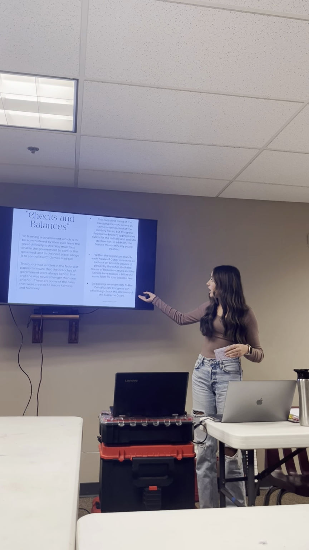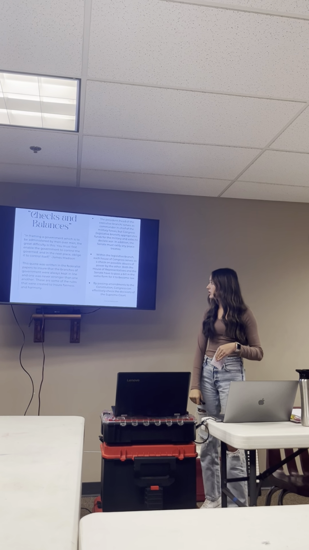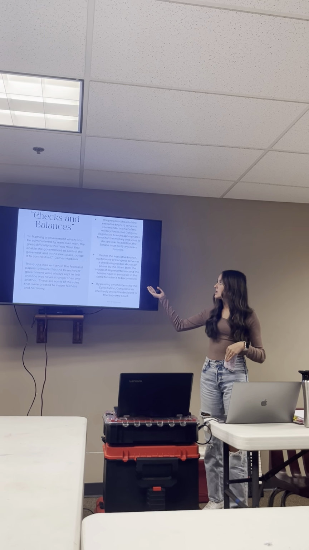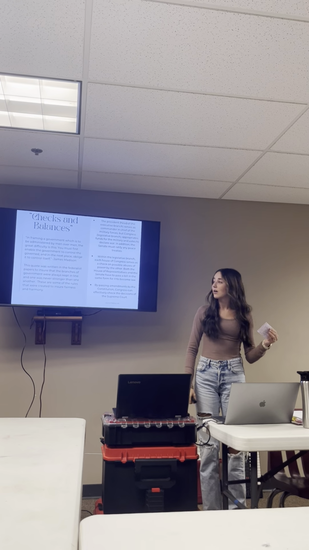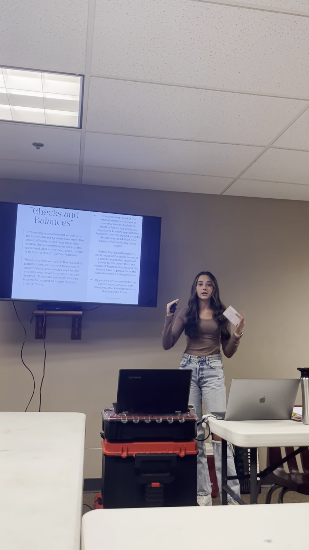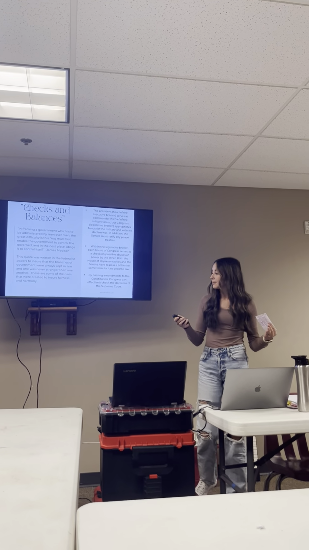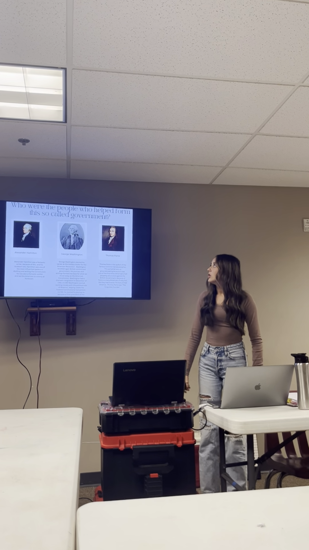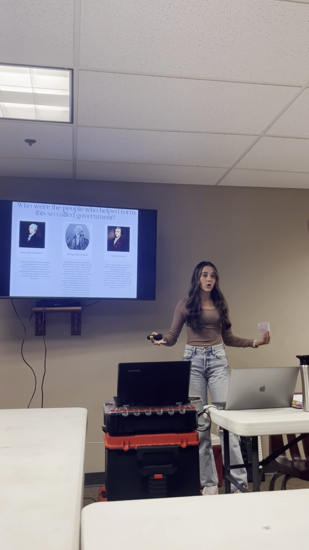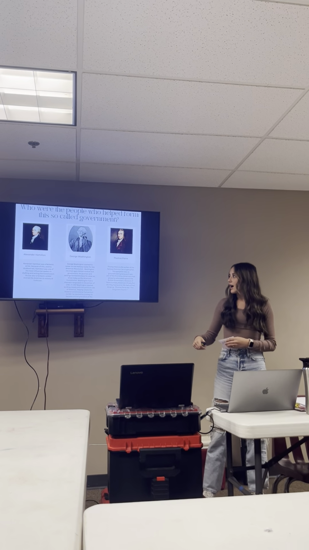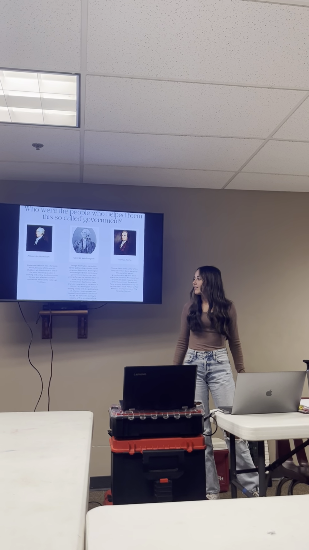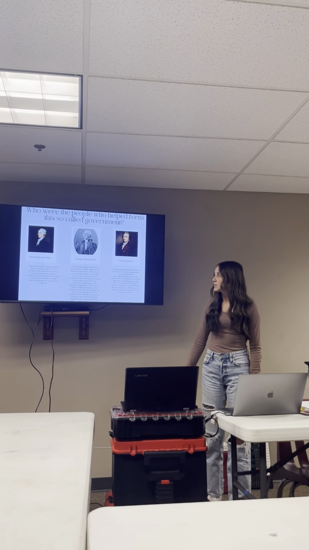Here are a couple of the rules that were created to ensure fairness and harmony, but one of the main ones is within the legislative branch: each house of Congress serves as a check on each other for possible abuses of power. So, who are the people who helped us form this government from the very beginning? I'm sure you know them all. We have Alexander Hamilton, George Washington, and Thomas Paine.